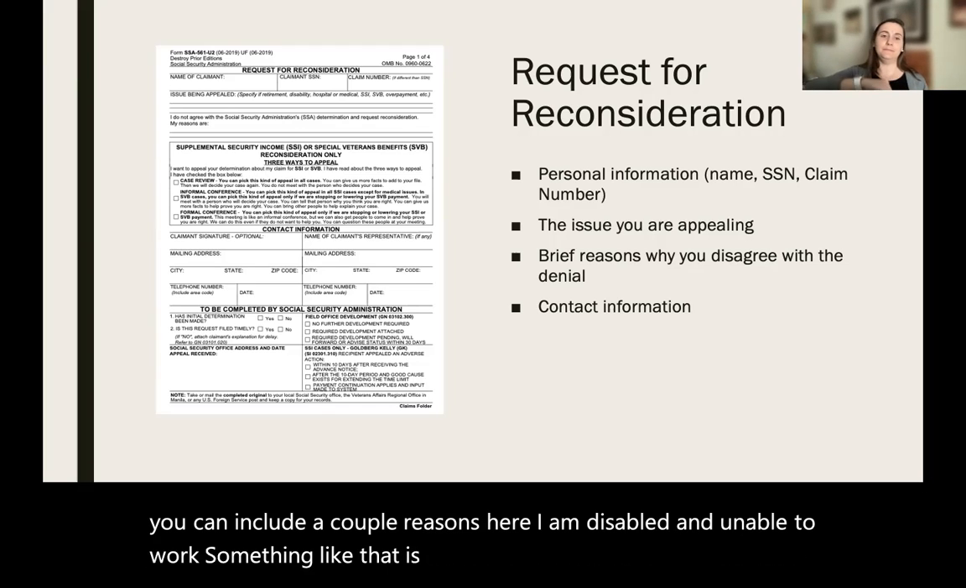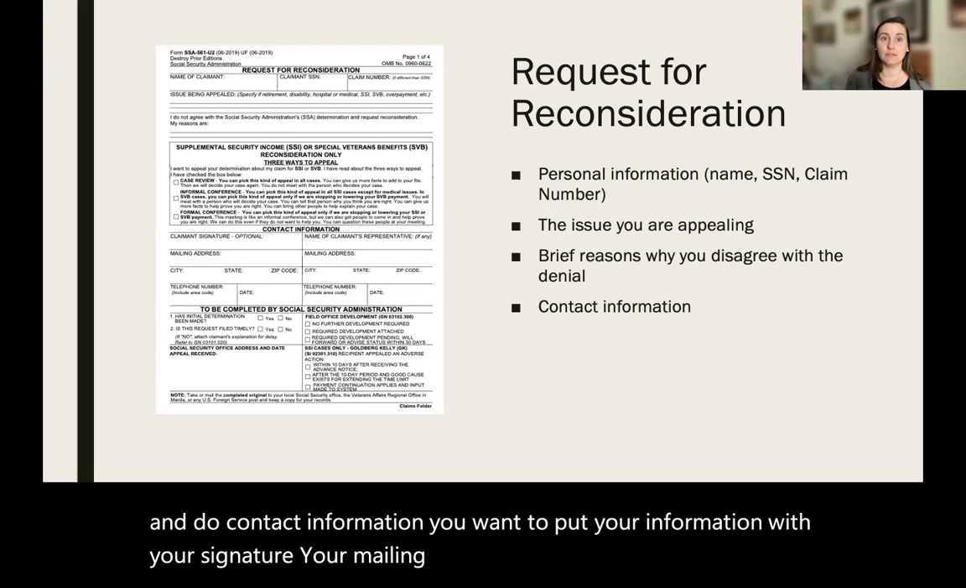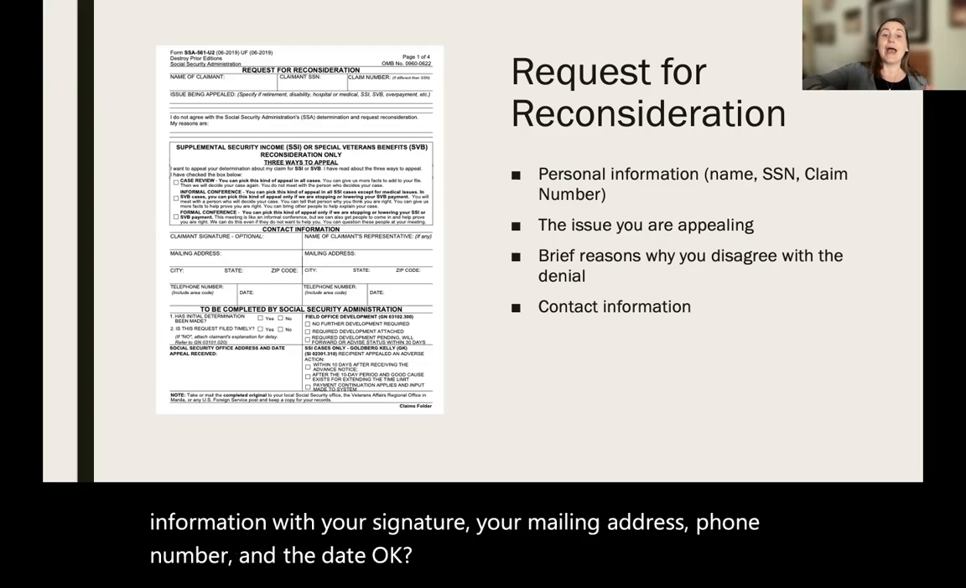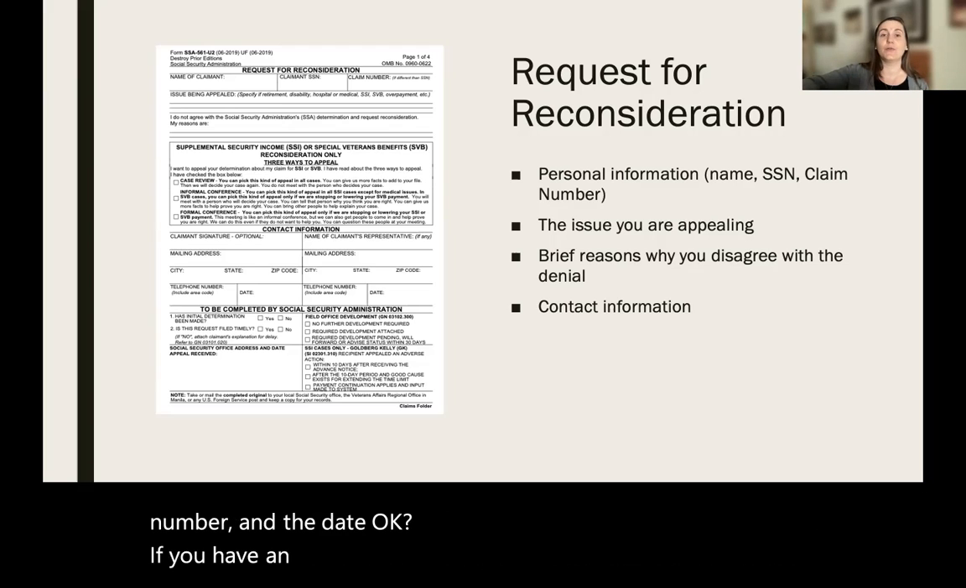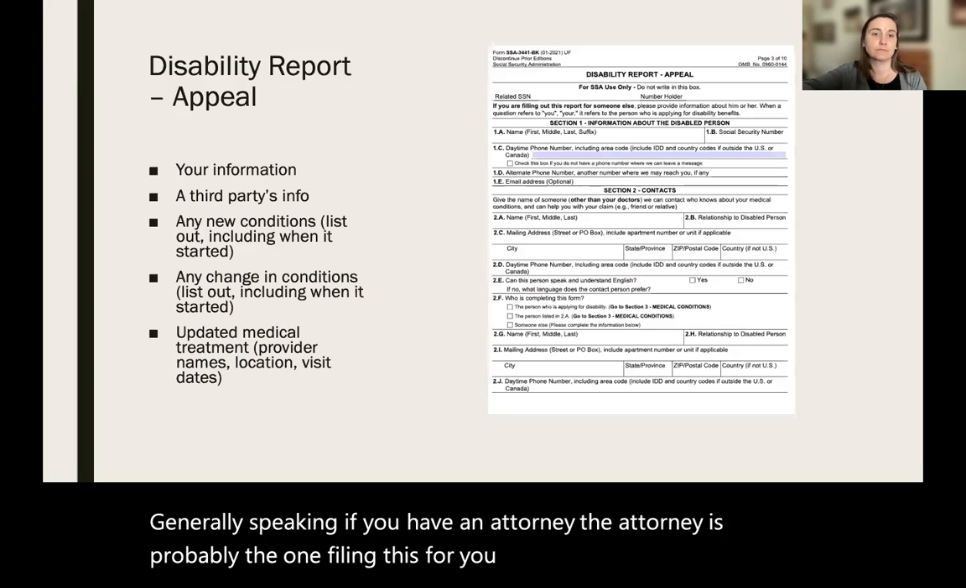Okay. And then you'll go down and do contact information. You want to put your information with your signature, your mailing address, phone number, and the date. Okay. If you have an attorney, that information will be on the right side. Generally speaking, if you have an attorney, the attorney is probably the one filing this for you anyways.